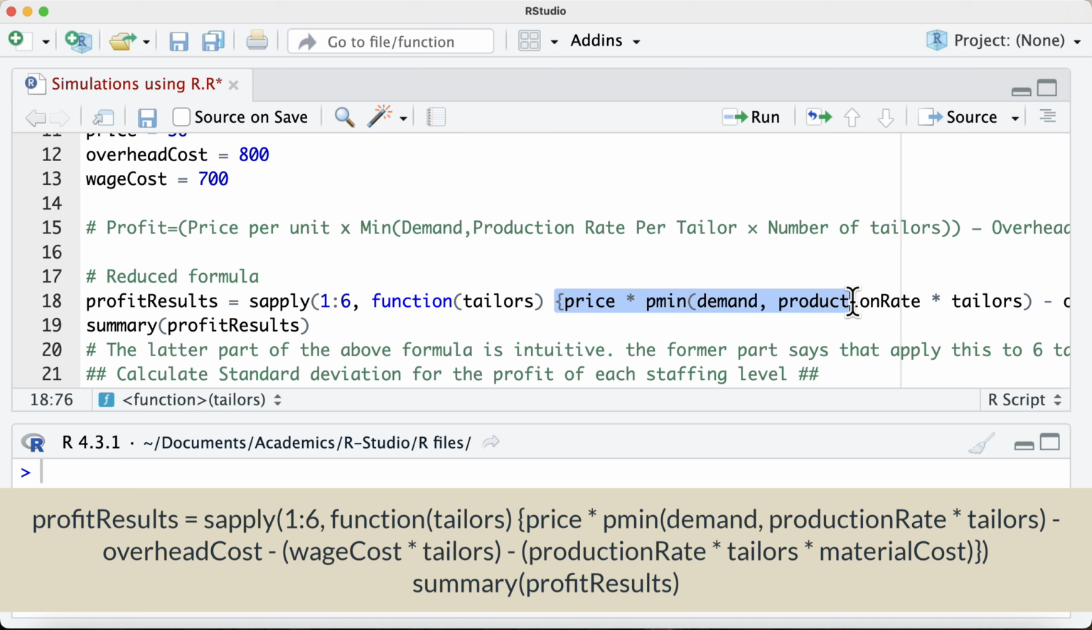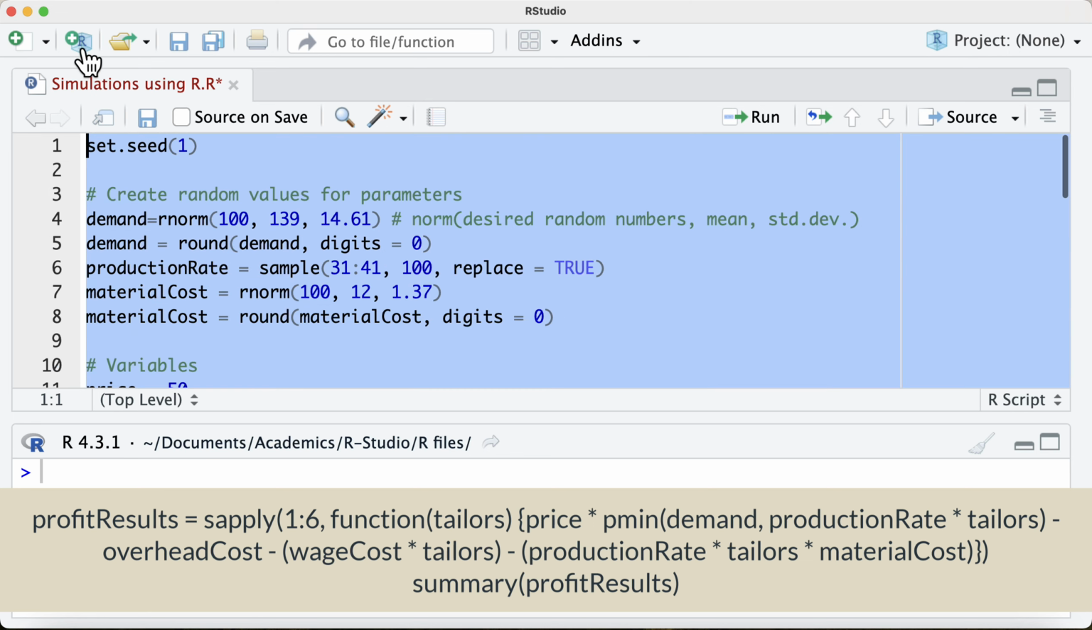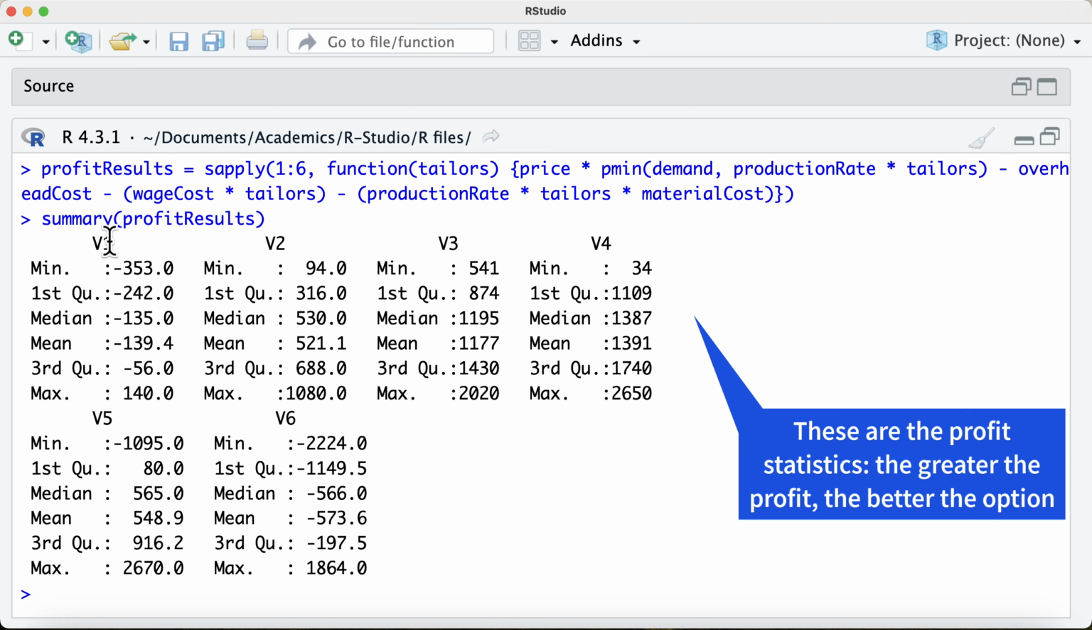This part is the same part that's profit calculation, which I just explained, and this part means that we want to apply it to 6 tailors. This code will display our results for individual tailors. I will select all this, and if I run it, here are our results: 1 tailor, 2 tailors, 3 tailors, 4 tailors, 5 tailors and 6 tailors.